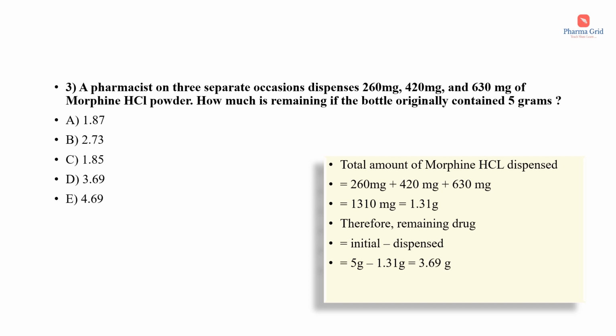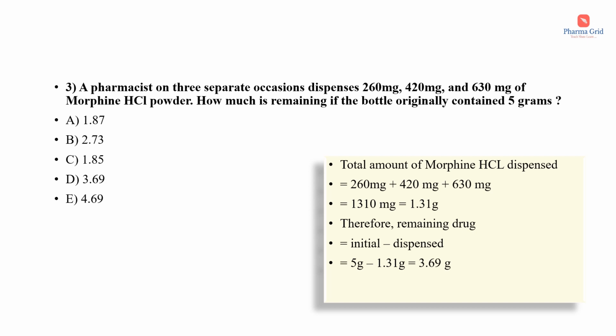Okay, so let's see the answer. First of all, we need to find out the total amount of morphine hydrochloride dispensed, that is equal to 260 milligram plus 420 milligram plus 630 milligram. So total will be equal to 1310 milligram or 1.31 gram.